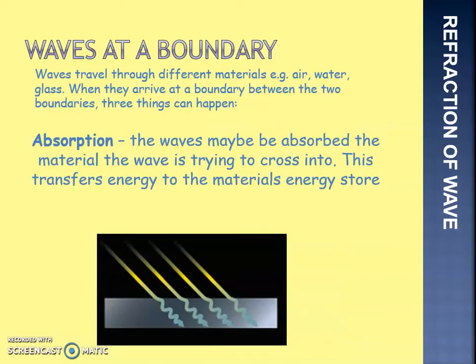Now, waves travel through different materials like air, like water, or glass. Now, when they arrive at the boundary between those two, 3 things can happen. First thing is absorption. So the waves might be absorbed into the material the wave's trying to cross into, or the energy from the wave is transferred from the wave to the energy store in the material.